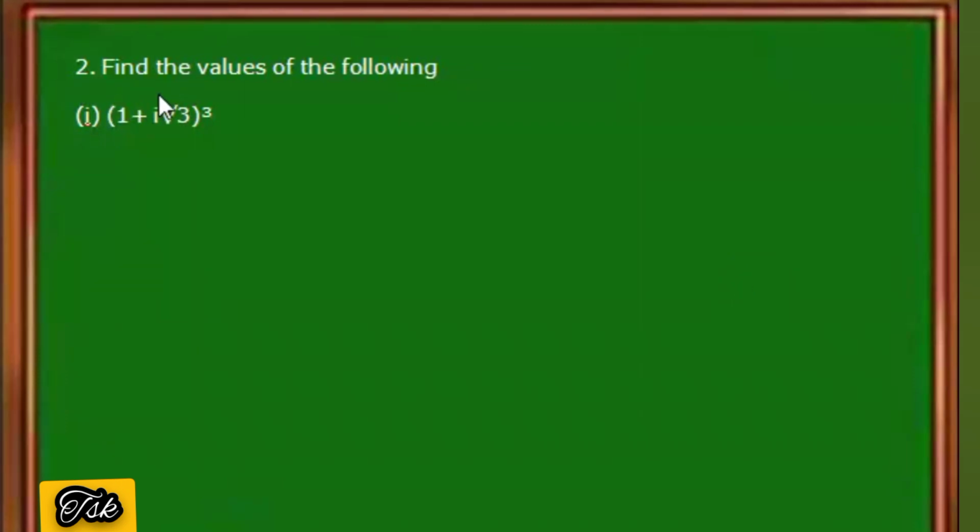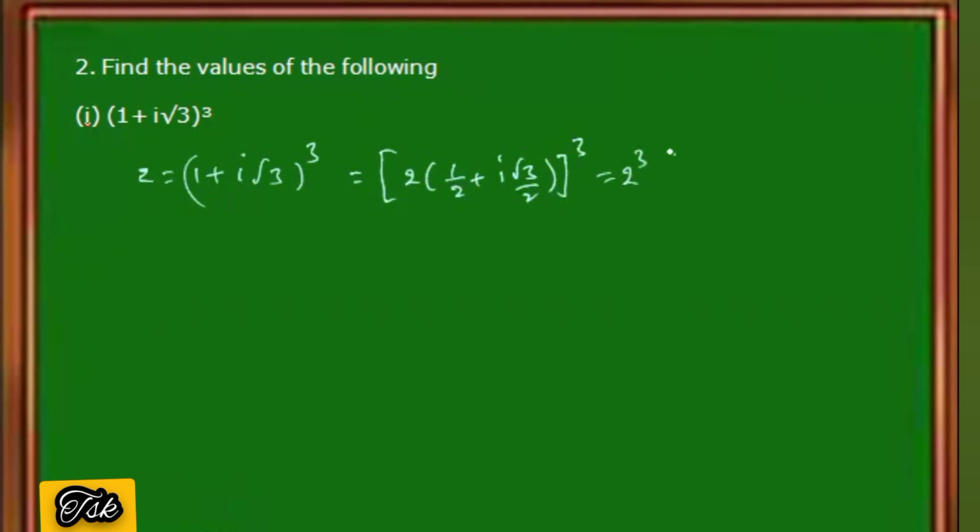The second problem, find the value of the following: (1 plus i root 3) whole to the power of 3. We consider z as (1 plus i root 3) whole to the power of 3. So I multiply and divide with 2 inside: 2 into (1 by 2 plus i root 3 by 2) whole to the power of 3. This becomes 2 cube, and cos pi by 3 plus i sin pi by 3 whole to the power of 3.